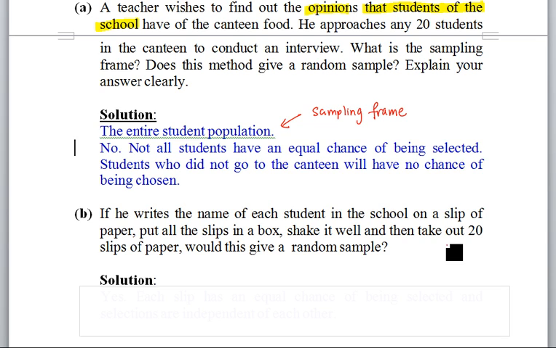So now this teacher is smart already, right? Don't conduct the survey in the canteen. Now he writes the name of every single student, rolls them up, puts them in a box, shakes, and then takes out 20 sheets of paper. Would this give a random sample? Yes, because now every single student in the school has an equal chance of being selected. Correct?